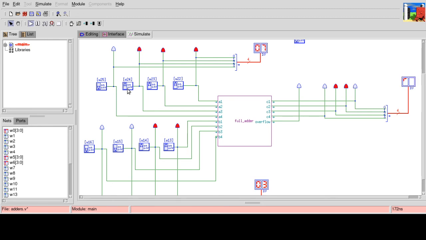How about 7 plus 3? 7 plus 3 is 10. You can see there it's giving decimal 10, and here's the binary. So 1, 1, 1 plus 1, 1 is equal to 1, 0, 1, 0, which is decimal 10.